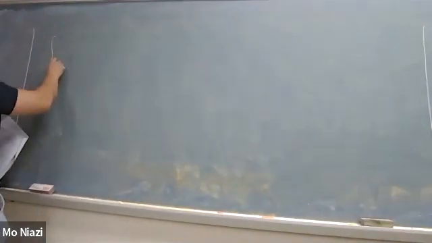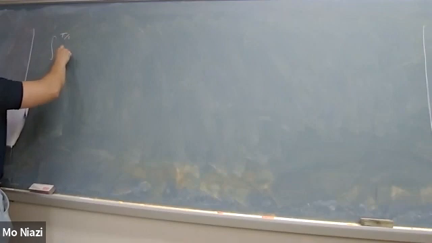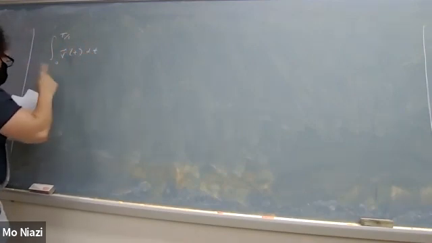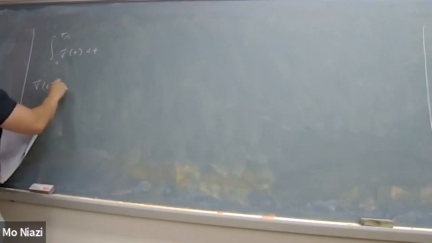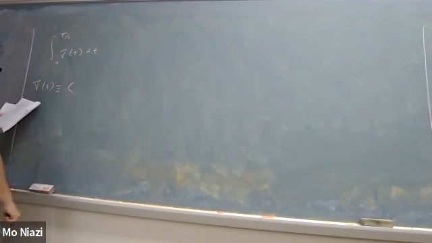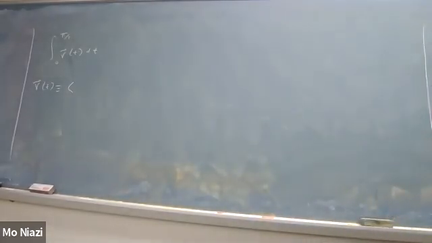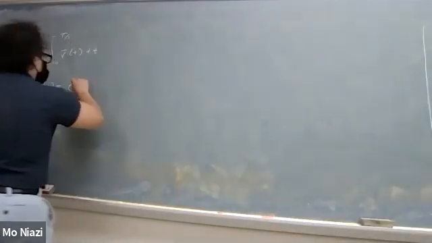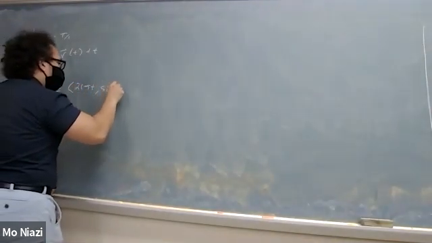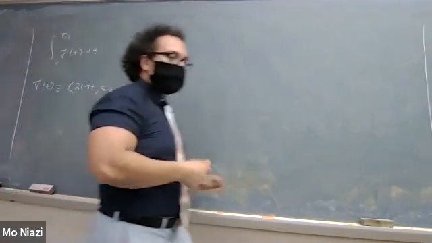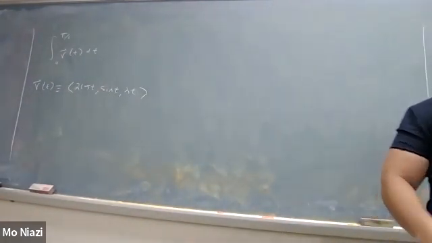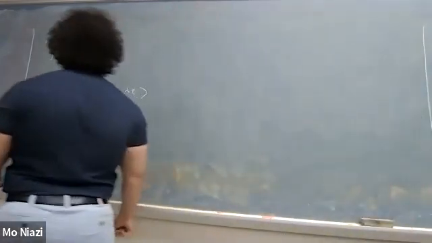So how about we do the integral from 0 to pi over 2 of r of t dt, where my r of t, let's say, is defined as 2 cosine of t, sine of t, 2t. Okay, and we aspire to take the integral of this function.